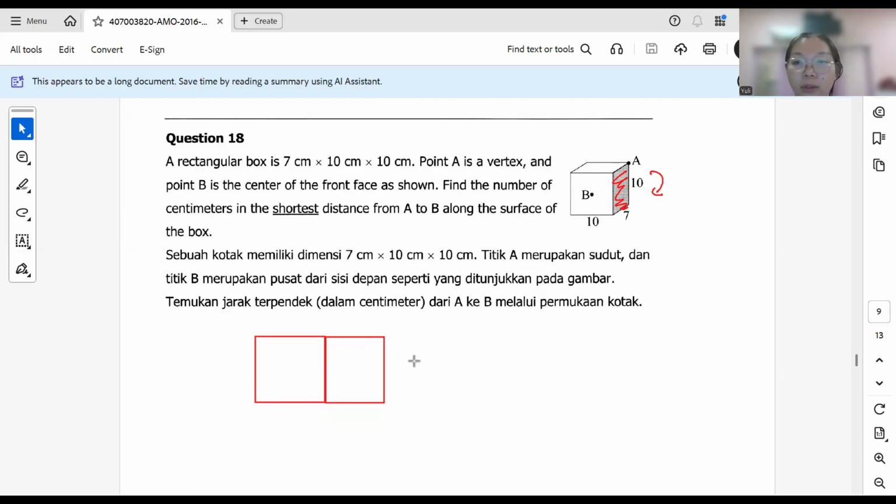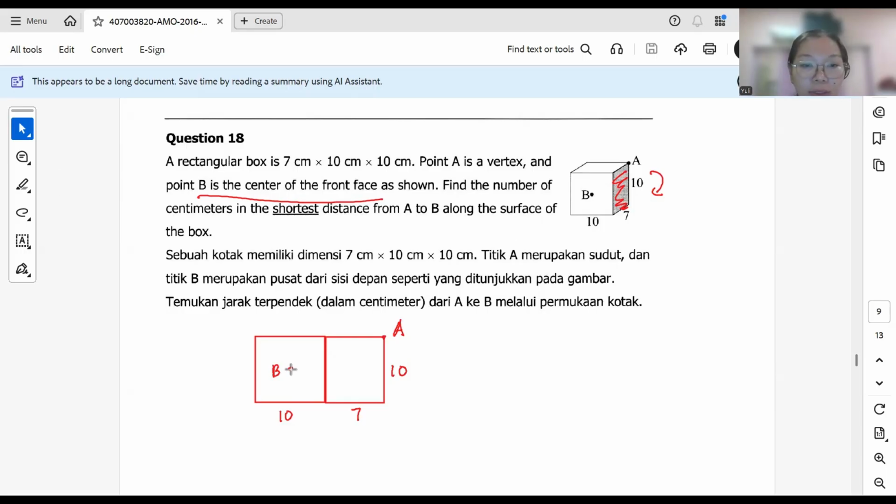If you move the side to the front, you flatten it. You open up the side and then you move it to the front, right? Then you will get this. And then we will write the side. Okay, this is B in the middle. B is the center, right? B is the center. So this is B. This is 7. This is 10. This is A.